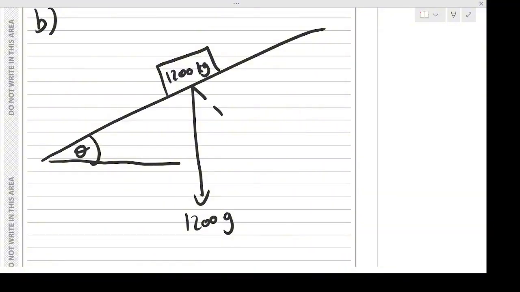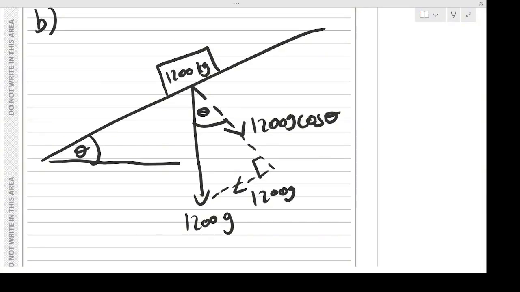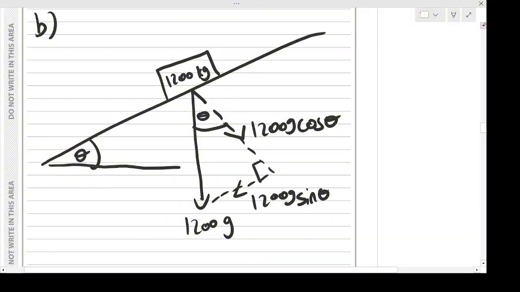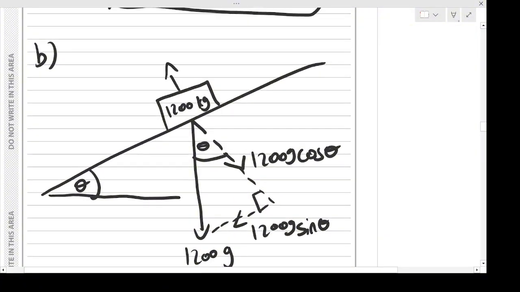But remember, with slopes, I'm going to want to resolve it like this as well. So we're going to go down here, then across there. So this angle is also going to be theta, which means that this is going to be 1200 G cos of the angle, and this is 1200 G sine of the angle. So those are the components for weight. Likewise, there will then be a reaction force we can add on like that, perpendicular to the slope.